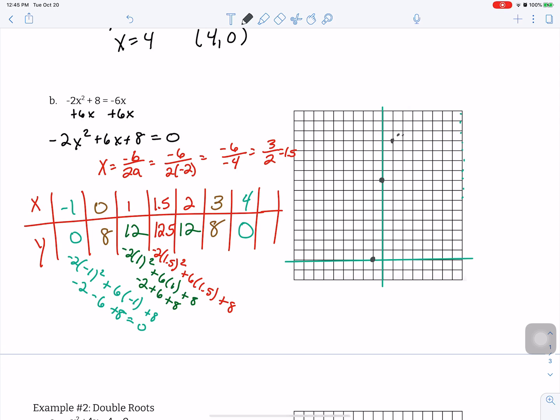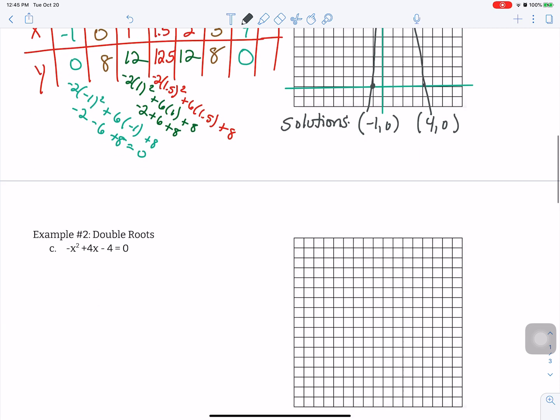1.5 would be at, so it's kind of in the middle there. And then I come back down with that symmetrical piece. Can draw it in. Even if I didn't go all the way down, I have a good idea of where that graph would go. And then my solutions, and again, they're on my graph, will be negative 1, 0, and 4, 0. It's where they cross that x-axis.